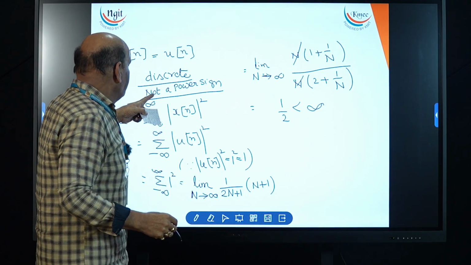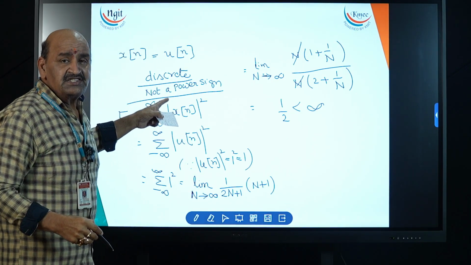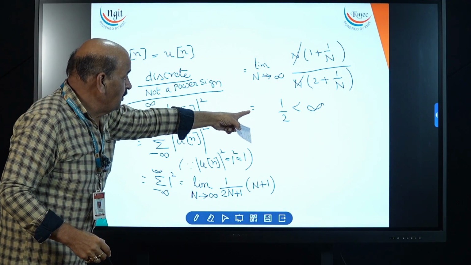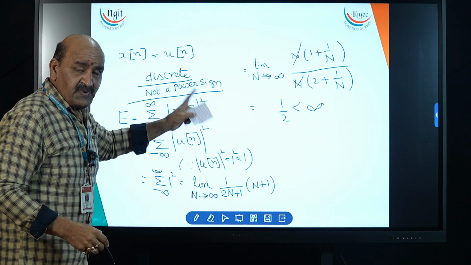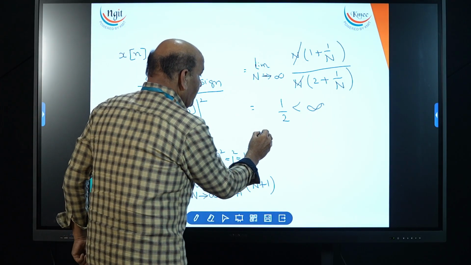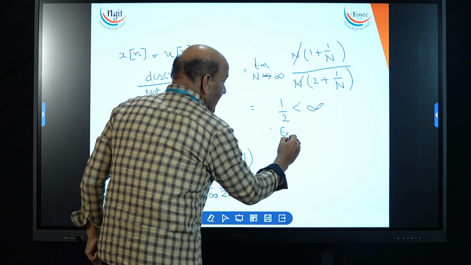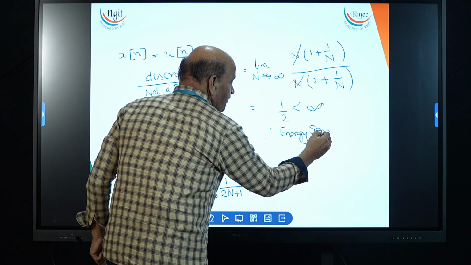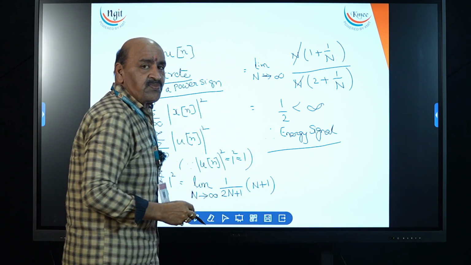Therefore, in the first instance itself, we found that it is not a power signal. Now we calculate for energy. As per the calculation, we got the output less than infinity. Therefore, what kind of signal is this? This is an energy signal.